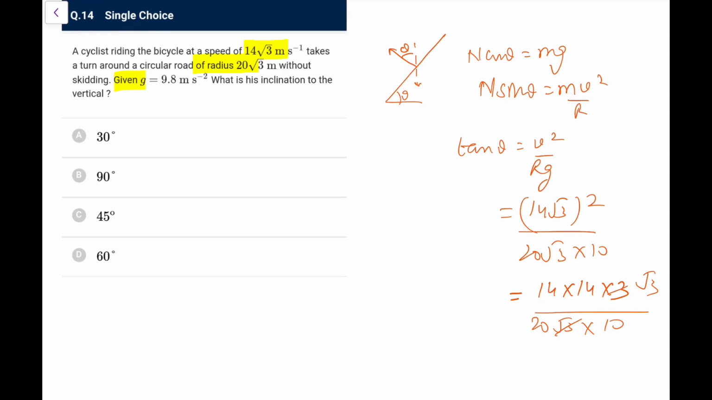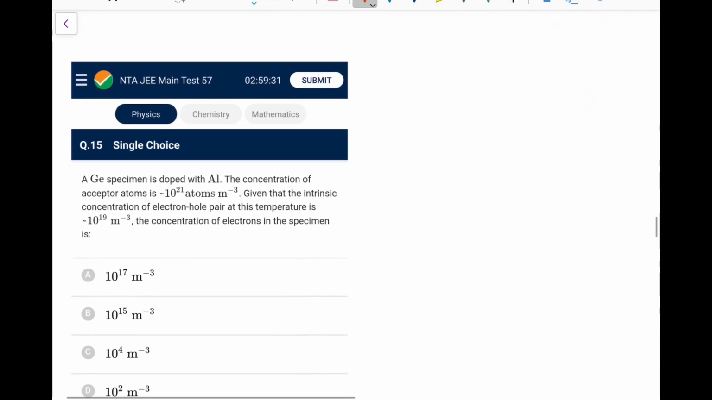And what we now have, 14 into 14 is 196. So better take g as 9.8. It is also given. I just checked the data and I realized it should be 9.8. So because of 9.8, this becomes 196. So this is also 196 and root 3. So tan theta is root 3, means 60 degrees. Go for that option. So next question, let's take question number 15.